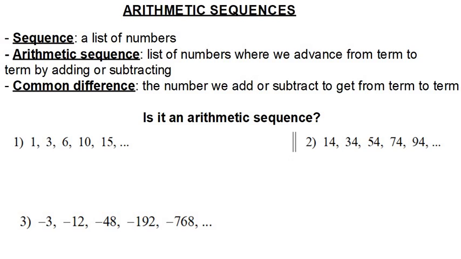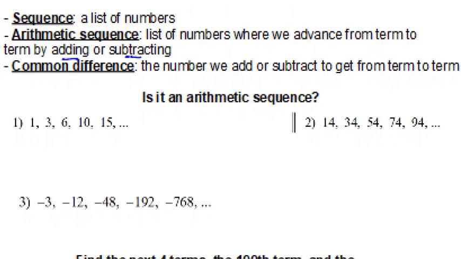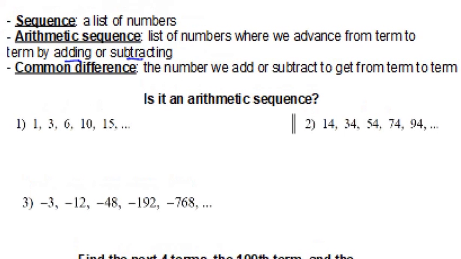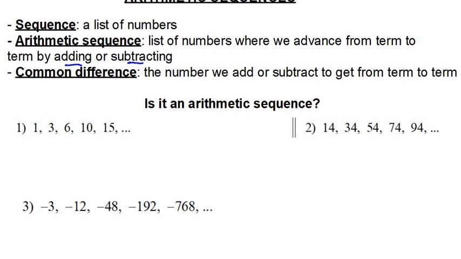So again, a sequence is a list of numbers. An arithmetic sequence is a list where we go from one term to the next solely by adding or subtracting. The number that we add or subtract, if it is an arithmetic sequence, is called the common difference, because it's a difference that all members of the sequence have in common. So we have three examples here. We want to find out two things: is it an arithmetic sequence, and if it is, what would the common difference be?